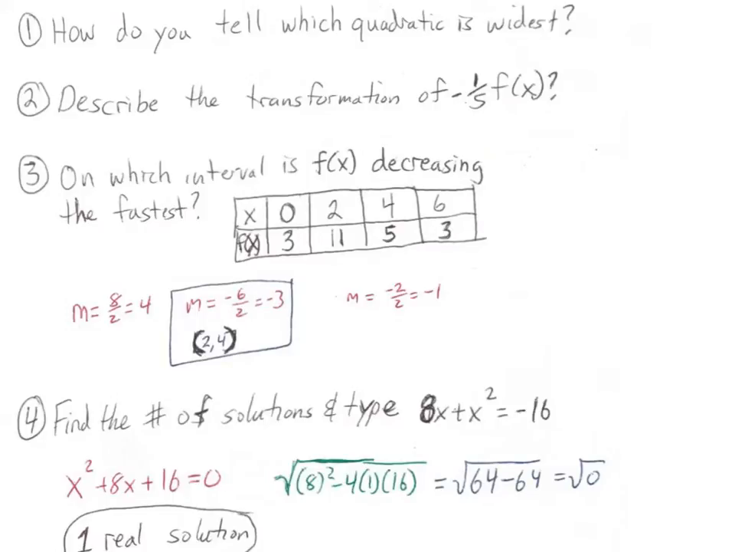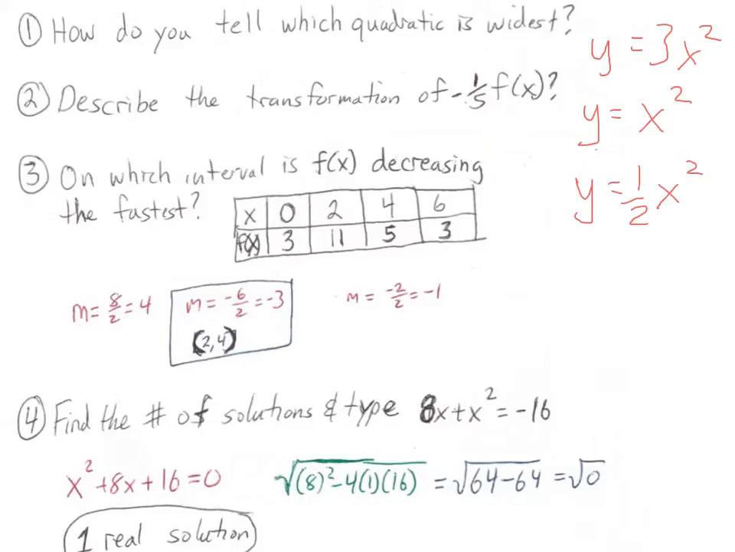Alright, let's start the review by talking about how do you tell which quadratic is the widest. Well, what helps to start this is, let's write a couple quadratics. So we have y equals, say, 3x squared. And then I have y equals just plain x squared. And let's say y equals 1/2 x squared. Let's say we're looking at those three.